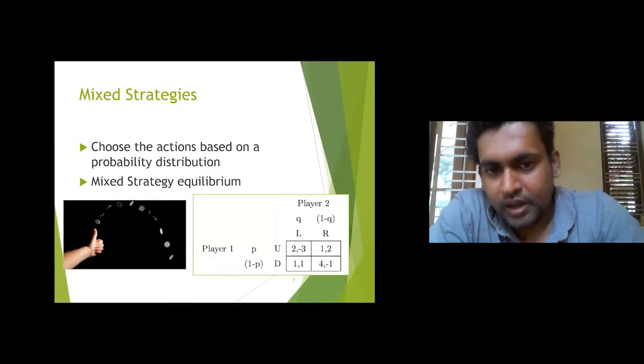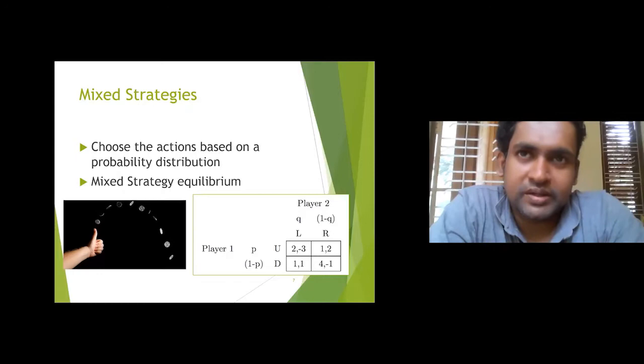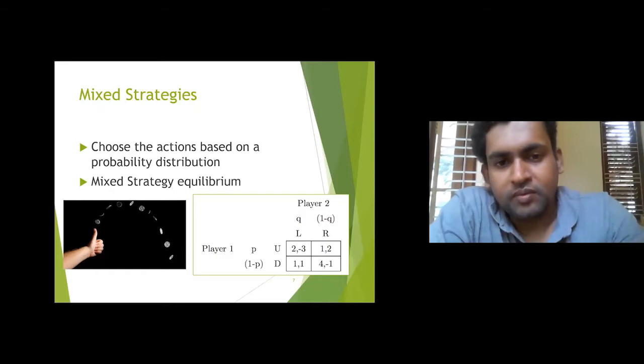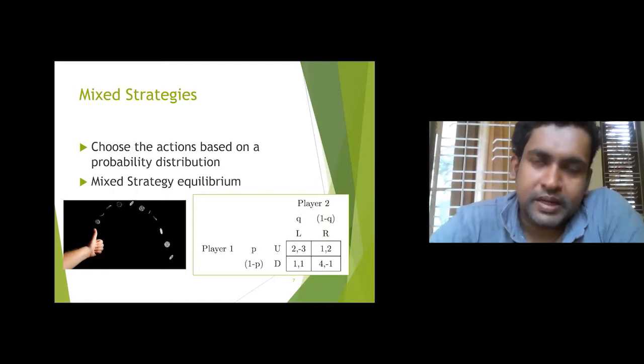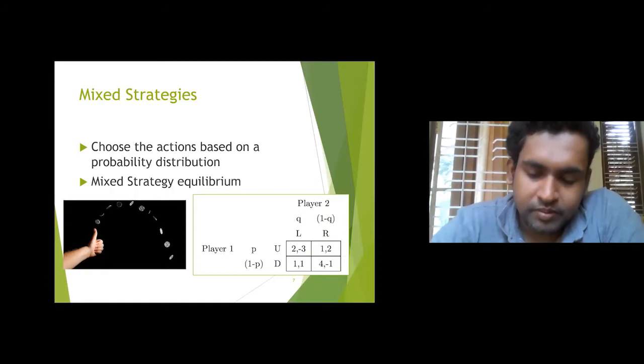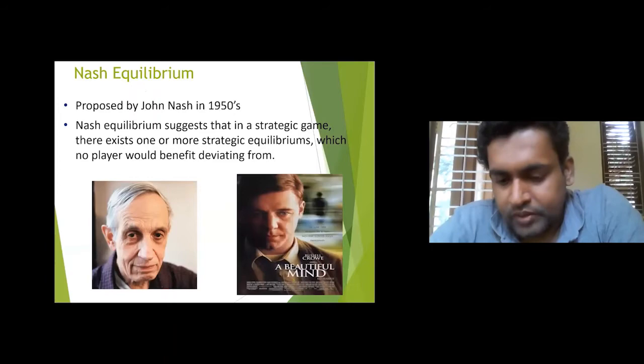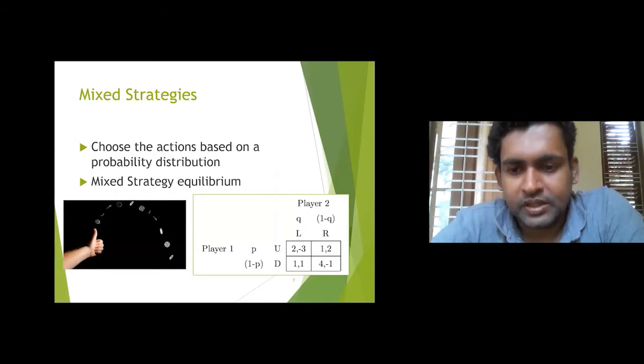In most scenarios in real world decision making, you don't know for sure. So you have this amount of probability for taking one strategy and another, like one minus that amount of probability, for taking another decision. So these are called mixed strategies. And there's an extension of Nash equilibrium, because Nash originally defined this for pure strategies, but later on, I think he extended that to mixed strategies as well. So then at the equilibrium, you will have a probability distribution for each player.